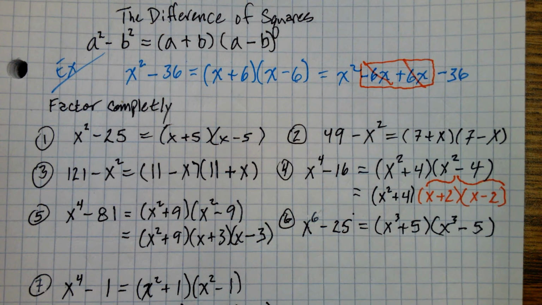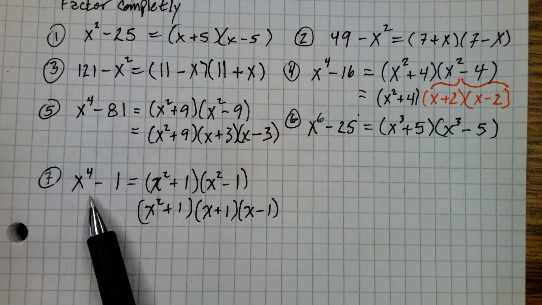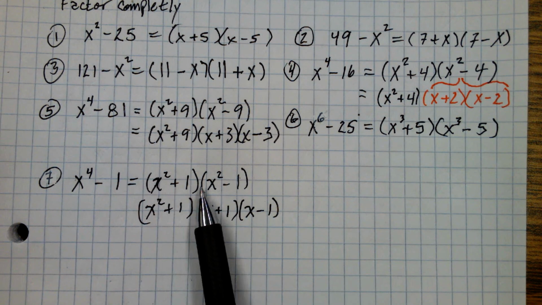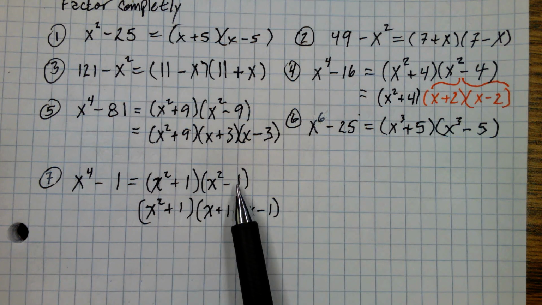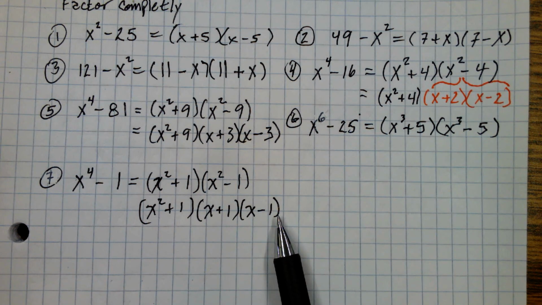Okay. So this is what I got. First, x to the 4th minus 1 is x squared plus 1, x squared minus 1. But then x squared minus 1 is a difference of squares. So that would break down this way. Any questions?